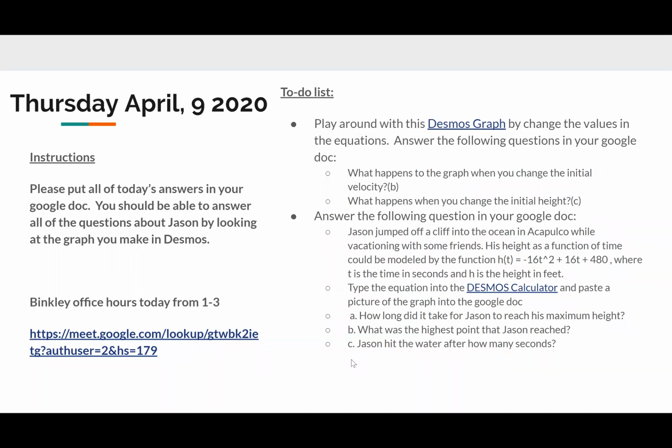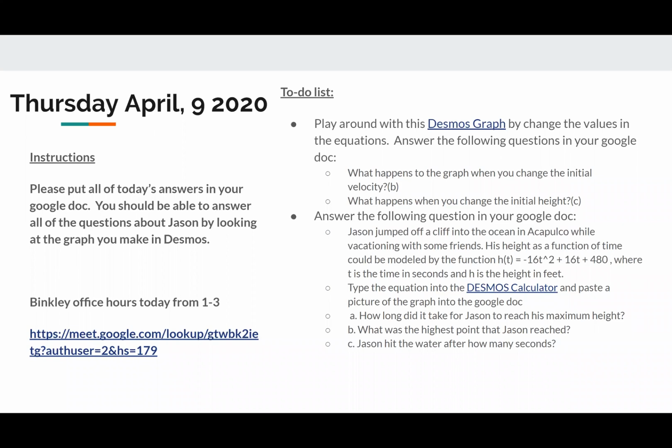Hey guys, so I just want to go over this question, the Jason jumping off of the cliff question. Jason jumped off of a cliff into the ocean in Acapulco while vacationing with some friends. His height as a function of time could be modeled by the function h(t) = -16t² + 16t + 480, where t is the time in seconds and h is the height in feet.